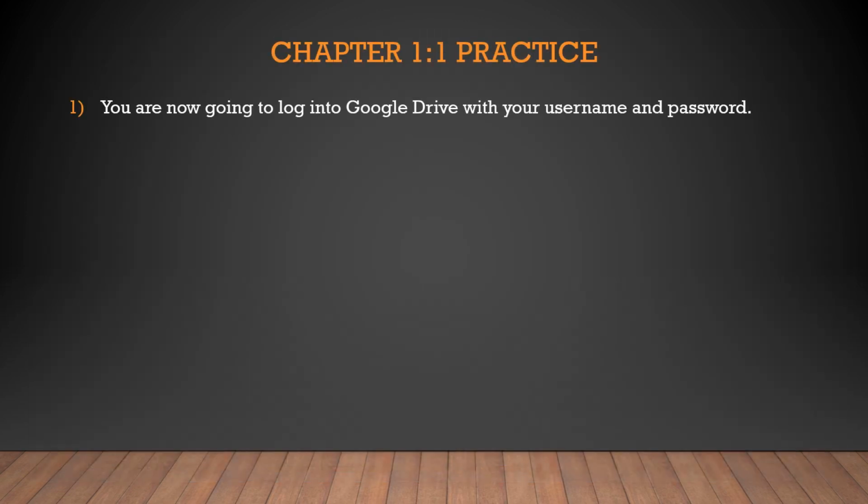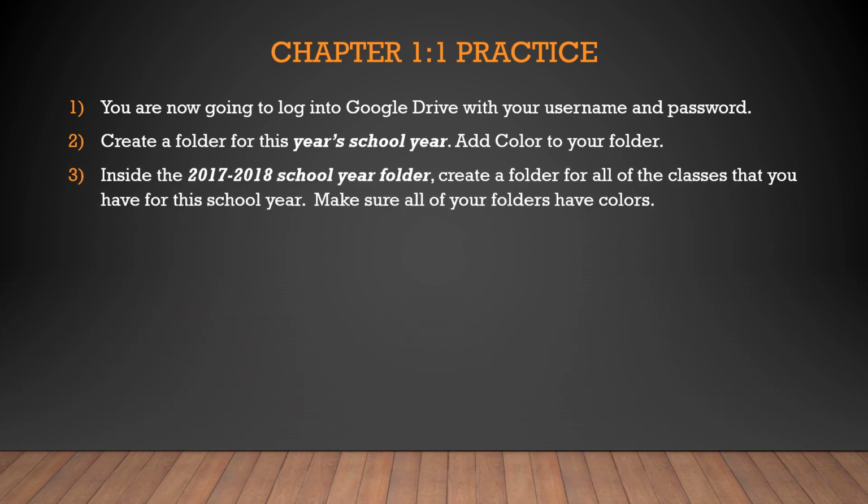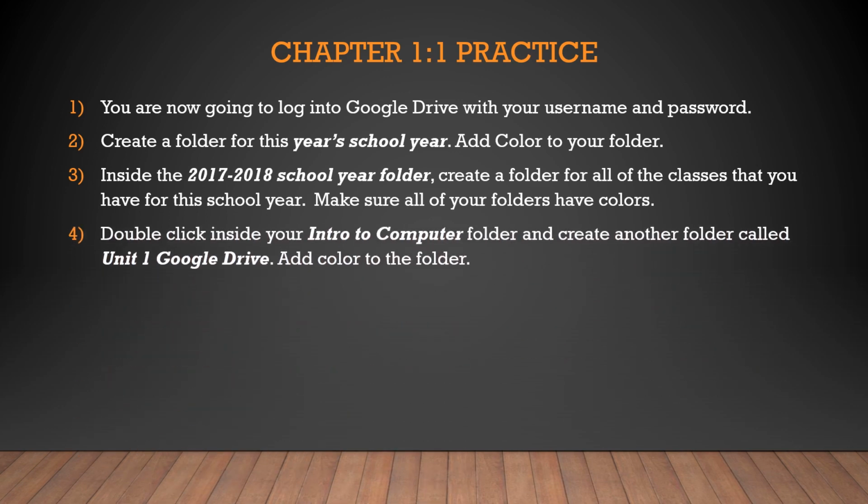Congratulations, you have just finished the first section, 1-1. Now you're going to log into your Google Drive account with your username and password, create a folder for this year's school year, and add color to your folder. Then inside your 2017-2018 school year folder, you'll create a folder for all of the classes that you have for the school year. Make sure you add color to all your folders.